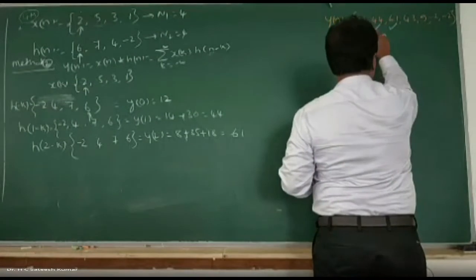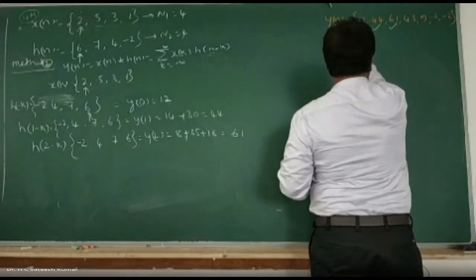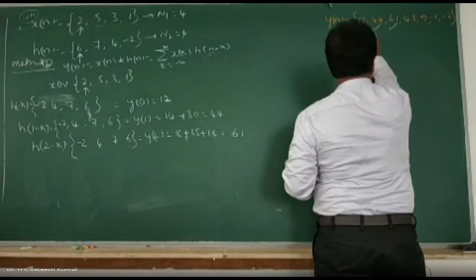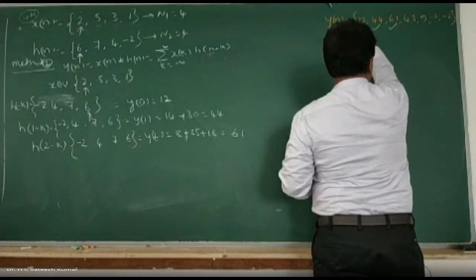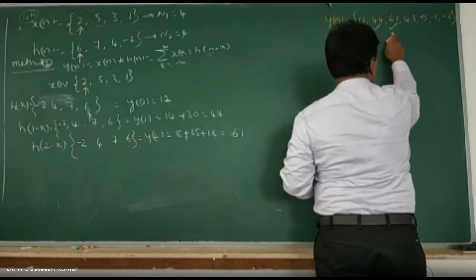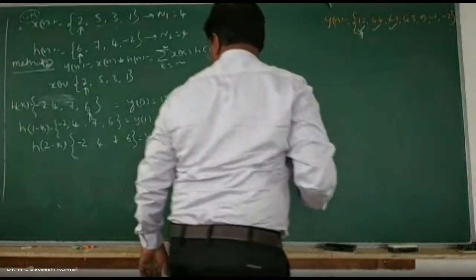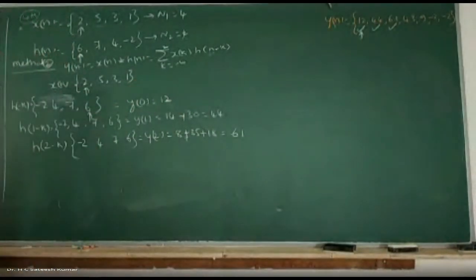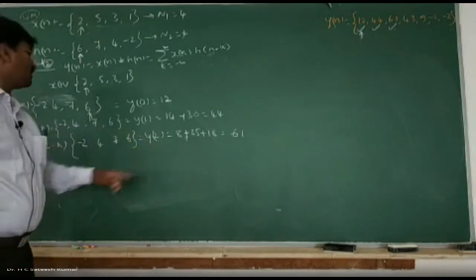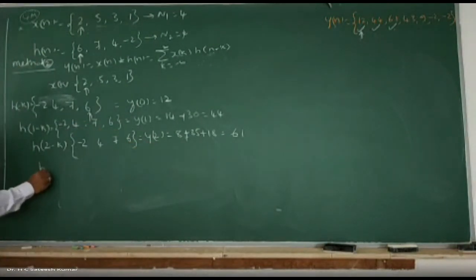That is y of 0, y of 1. Y of n, this n, what is that? The 0th value is here. 0 is here, this is 1, this is 2, this is 3, this is 4, 5, 6. Okay, right. Now, we got 61, which is correct. Y of 3, y of 2 we got. Y of 3, that is h of 3 minus k.